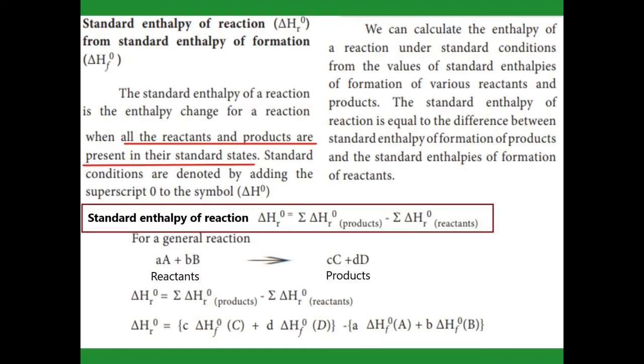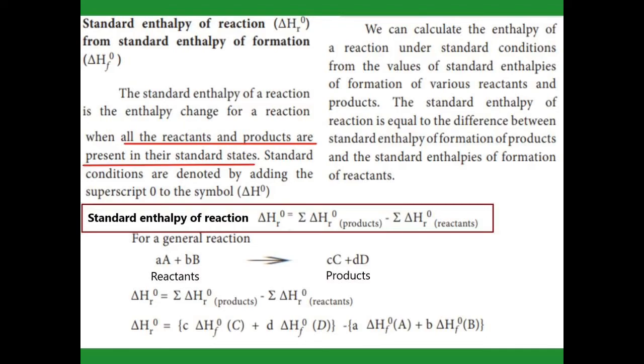How many reactants are we having? Two reactants, so the two reactants we are going to add. Now the last equation: the standard enthalpy of reaction, delta H, is equal to C moles. How many moles for the C product? C moles we are having.